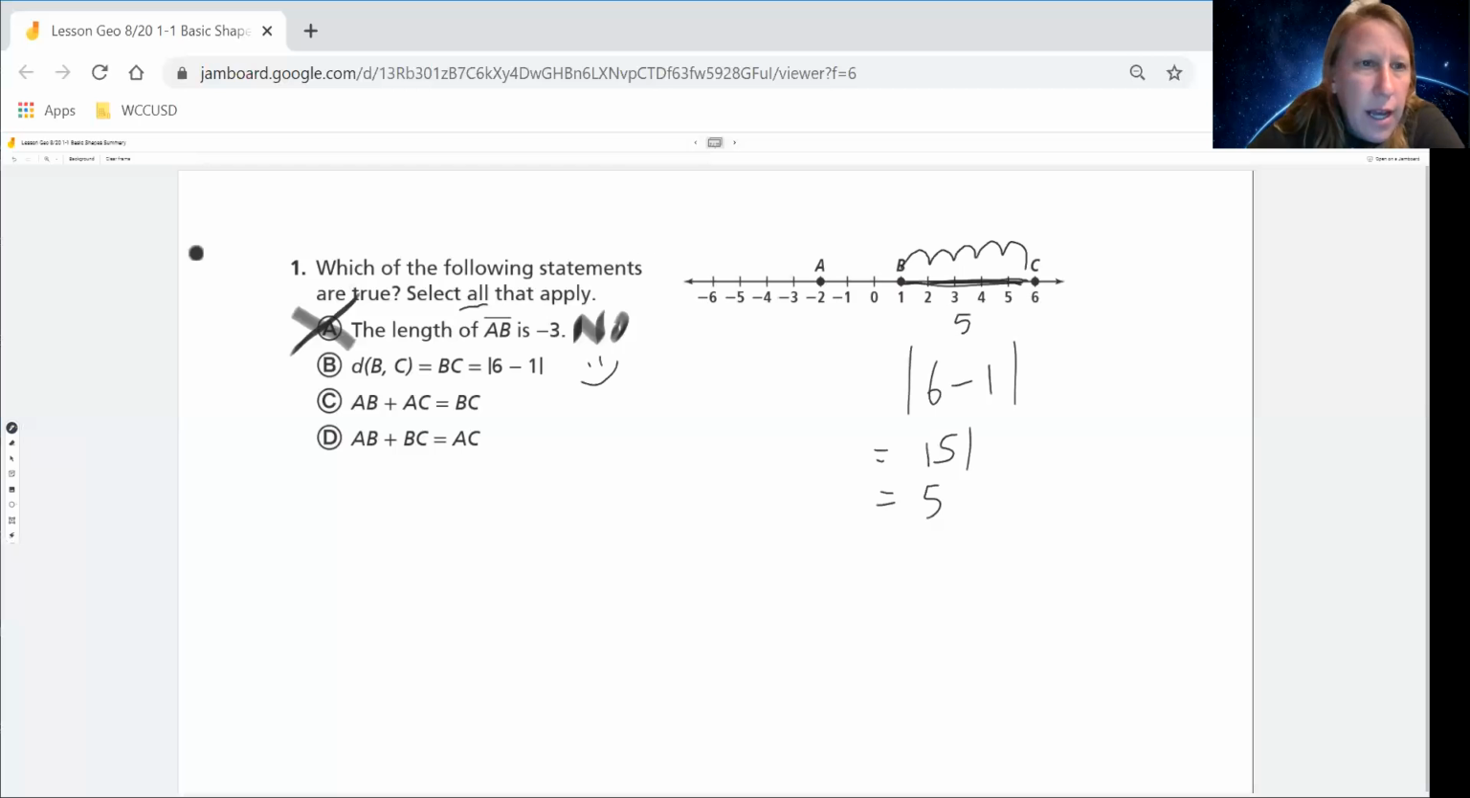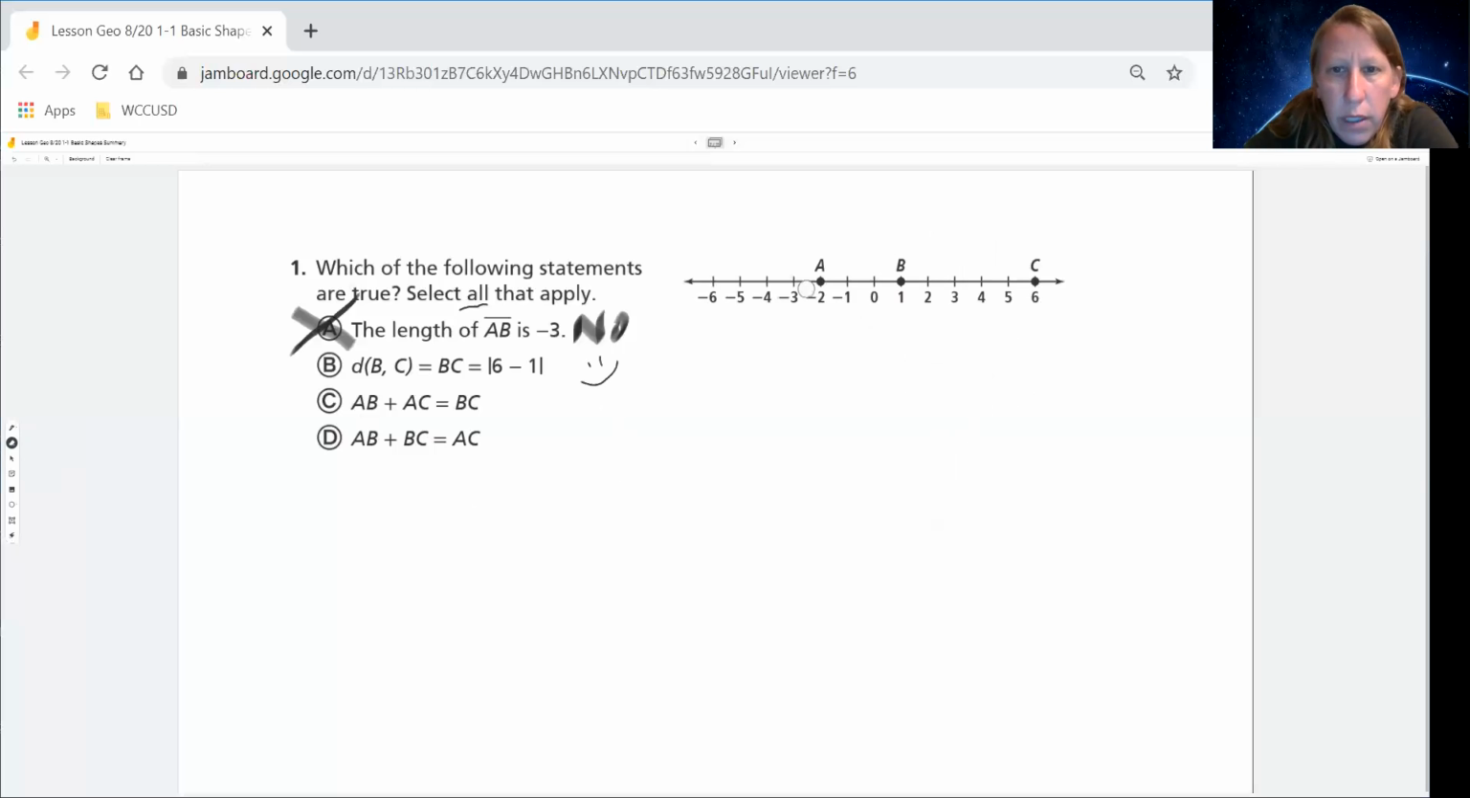All right, what about this last part? What about AB plus AC equals BC? Let's find out. So from A to B is here. And then we have from A to C is here. Does that equal from B to C?